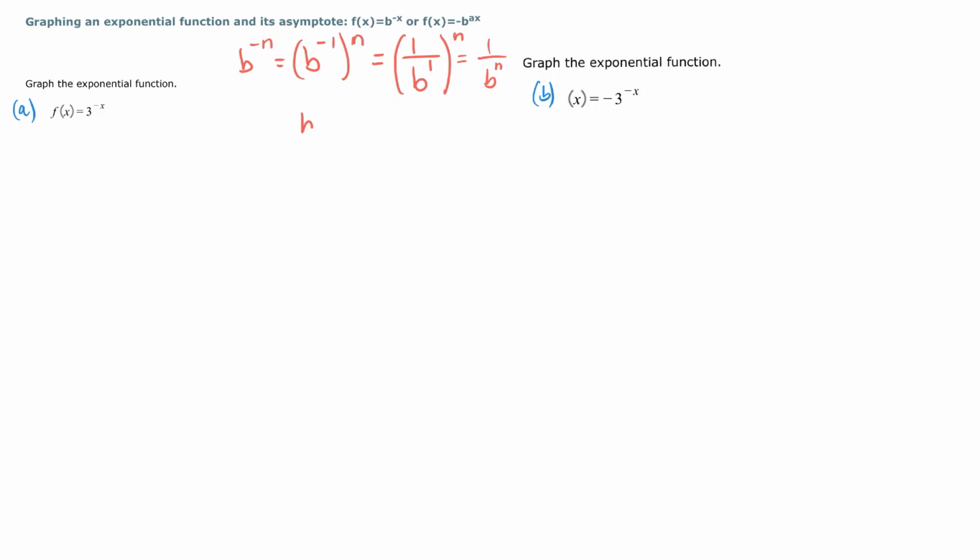In short, what does that mean? B to the opposite of n is equal to 1 over b raised to the n. It says to take the reciprocal of b, which is 1 over b, and then raise everything to the nth power. Why don't we rewrite f of x using this formula? This is now 1 over 3 raised to the x.